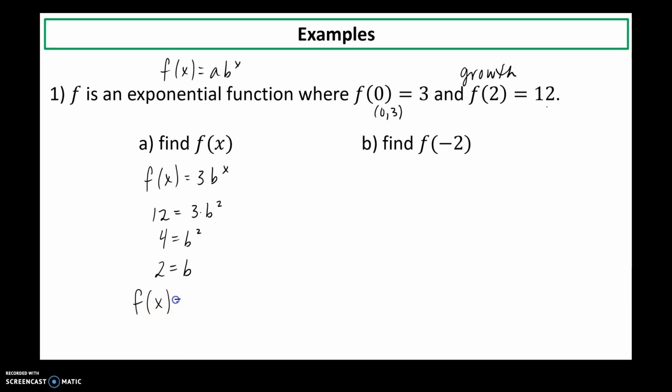So f of x is equal to a times b to the x power. We just spent a ton of time on exponent rules. The x is only an exponent to the base 2. Okay, 3 is our initial value. According to our order of operations, that would come next. All right, f of negative 2, replacing now my exponent with negative 2. Back to our exponent rules. f of negative 2 would equal 3/4.